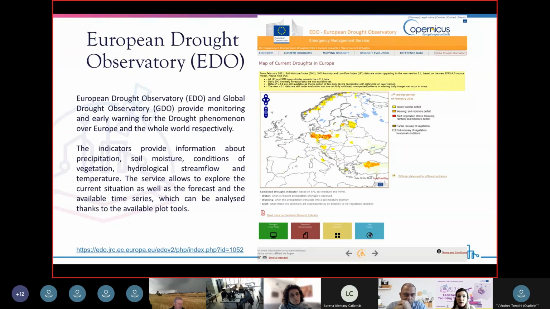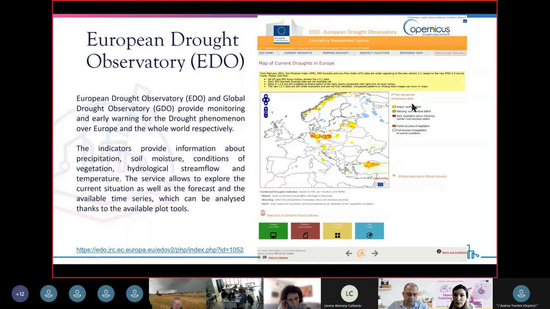The last service that we are going to go through is the European Drought Observatory, which is an important service providing information about the drought phenomenon, which we know is a very severe phenomenon occurring around the world, mainly due to climate change, but also to not very wise use of our territory. And here we can see again the monitoring of this phenomenon thanks to the processing of satellite images.